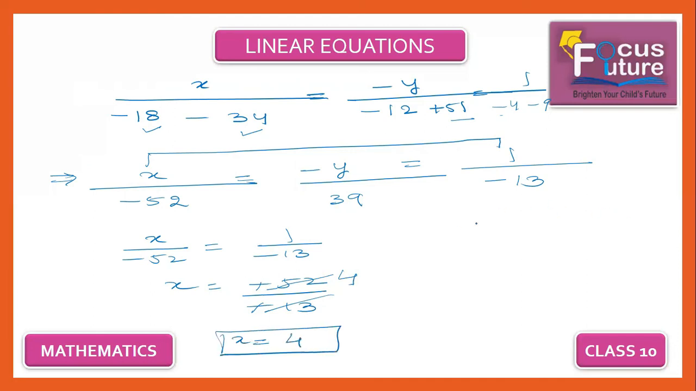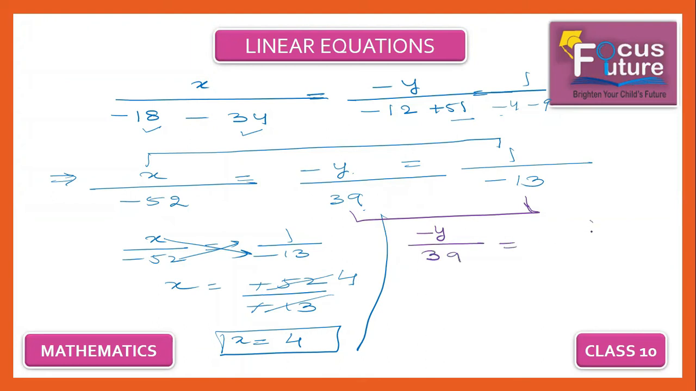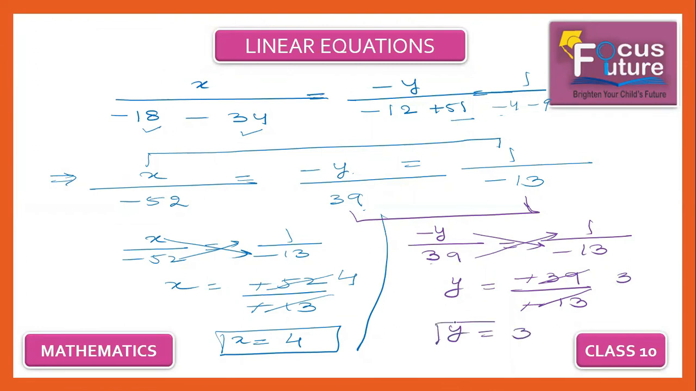Now let us calculate y. For calculating the y part, you would compare this y and the constant. So this would be minus y divided by 39, that is equal to 1 divided by minus 13. Just cross multiply this. So y is equal to minus 39 divided by minus 13. Minus minus would cancel out. 13 3s are 39. So y is 3. This way you got the value of y as 3, right?